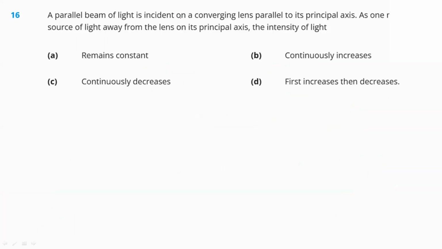A parallel beam of light is incident on a converging lens parallel to its principal axis. As one moves the source of light away from the lens on its principal axis, the intensity of light will remain constant, continuously increase, continuously decrease, or first increases, then decreases. So it is going to remain constant, whatever be the position of the source of light in the lens. Okay, it's going to be constant.